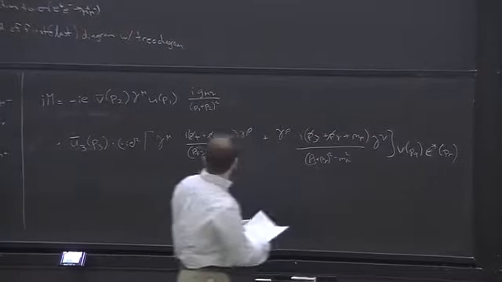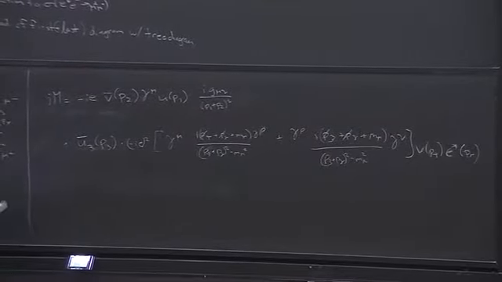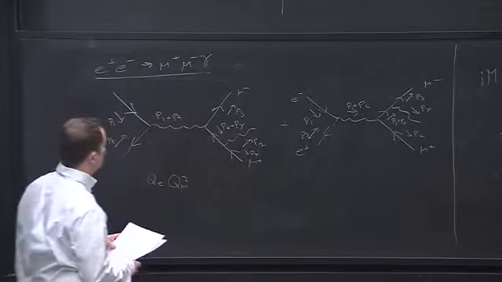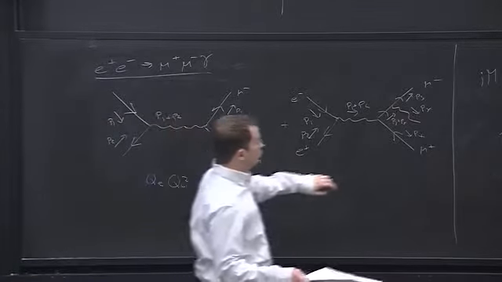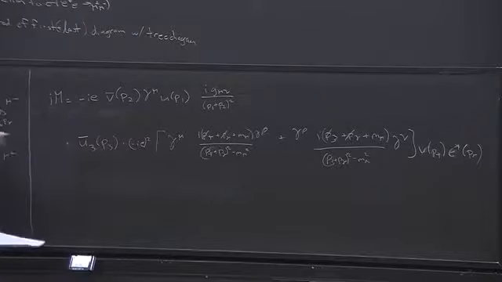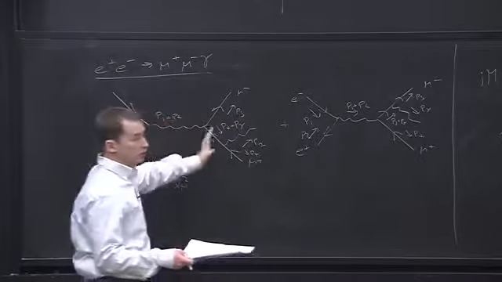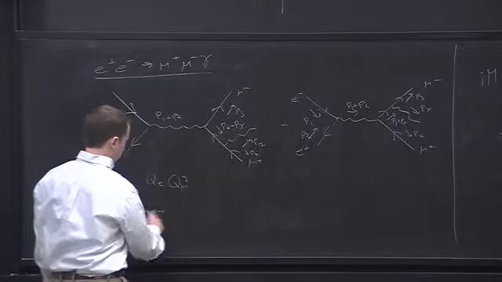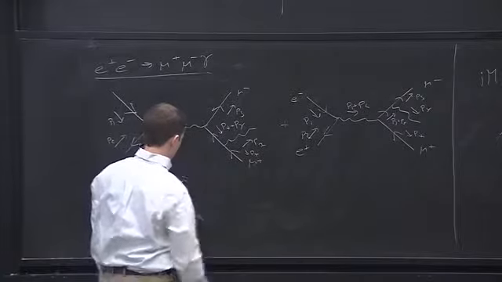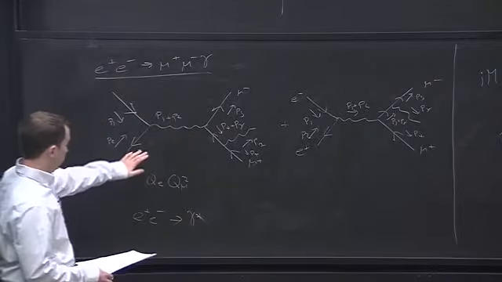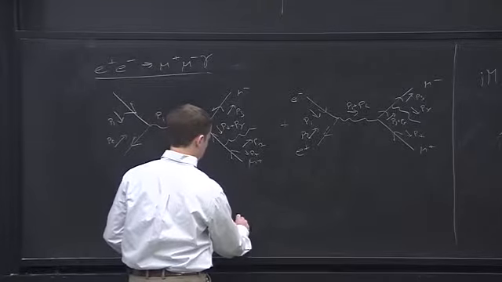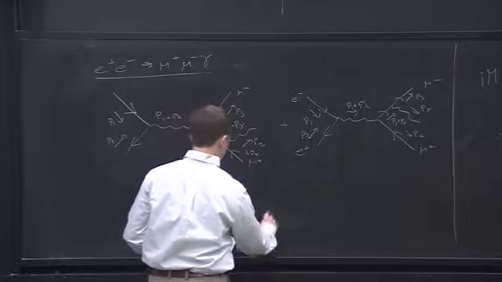Okay, so it's a lengthy expression, but it actually simplifies a lot. So notice that we basically can think about these diagrams as consisting of two stages. So first we have an electron and a positron that form an off-shell photon, which then decays to an anti-muon, muon, and a real photon.